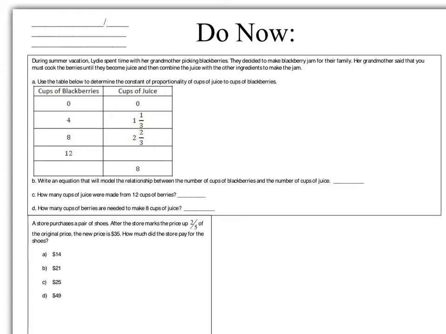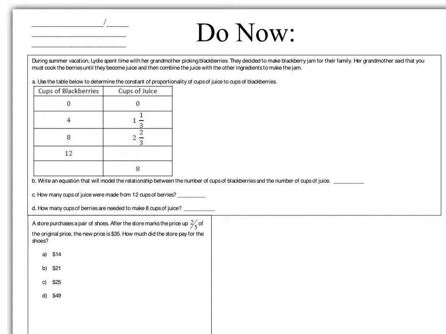Okay, looking at our do now for today, we're going to go ahead and just run through this. It says during a summer vacation, we were looking to pick blackberries. They decided the blackberries for jam, and they must cook the blackberries until they become juice combined with other ingredients. So we're going to use the table to determine the constant of proportionality between the cups of blackberries and the cups of juice. So that's our first ask.